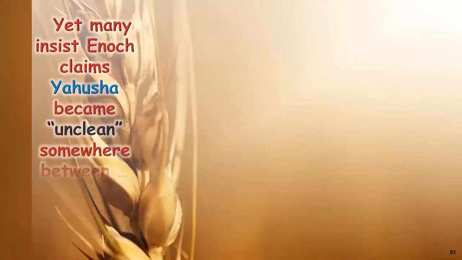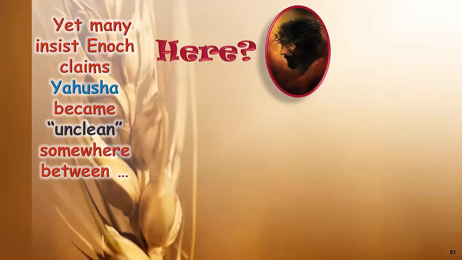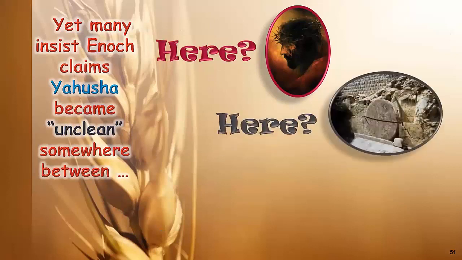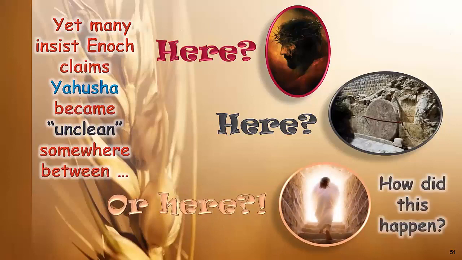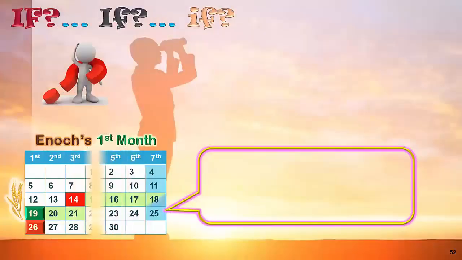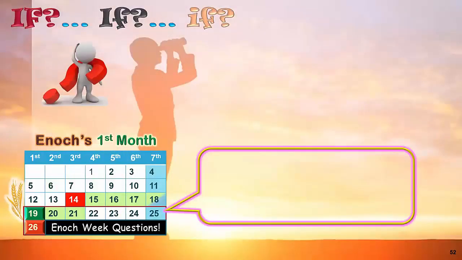Yet, many insist Enoch claims Yahusha became unclean somewhere between the crucifixion, the tomb, and the resurrection. Sorry, I think I messed that up. How did this happen? Did he become unclean? How did this happen if he did? If. These are Enoch week questions.